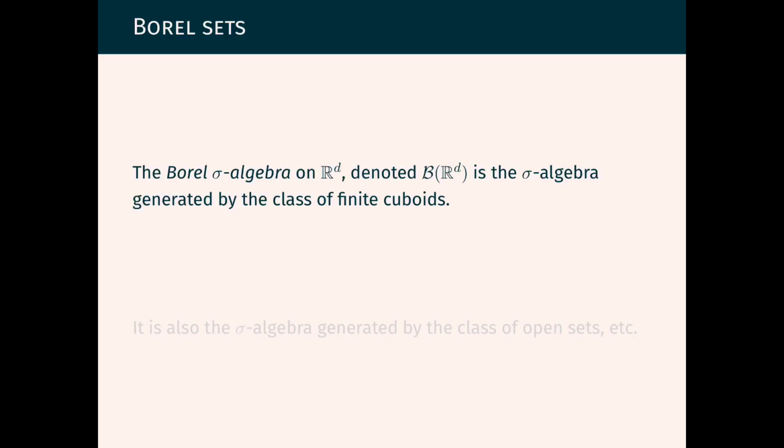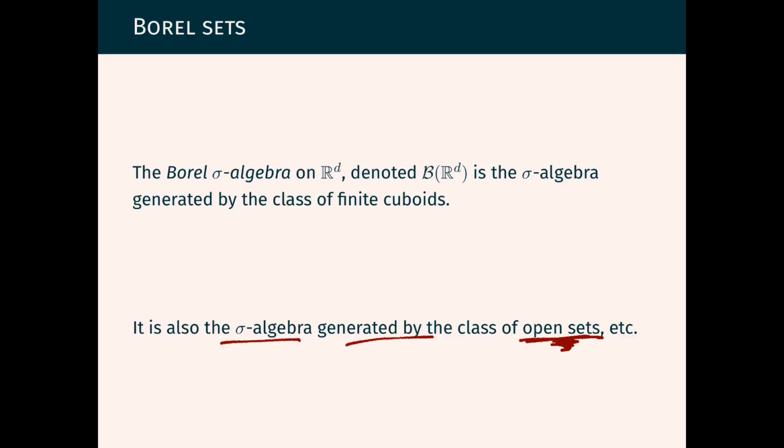Now, when our sample space is Rd and we want to consider what's the natural sigma algebra to consider there, it is also called the Borel sigma algebra. So here's B for Borel and Rd, showing that it is the sigma algebra on this space Rd. And by definition, it is the sigma algebra generated by the class of finite cuboids. It is also the sigma algebra generated by the class of open sets. And this is the more general definition of Borel sets in general.